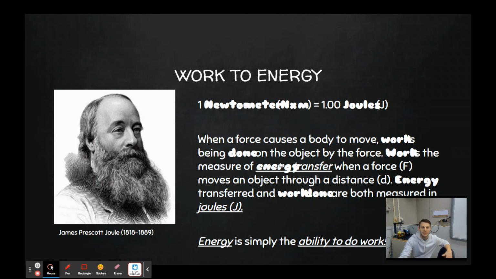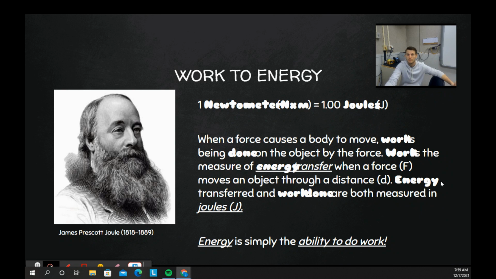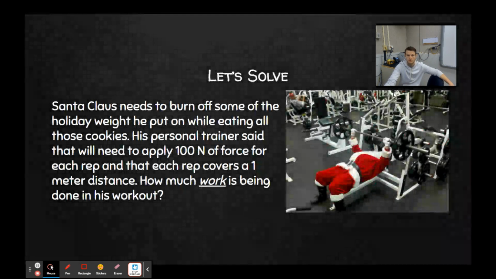So when a force causes a body to move, work is being done on the object. Work is the measure of energy transfer from object to object, and energy is transferred via work. And they're both measured in joules. So really, energy is just simply the ability or the capacity to do work. There's not much more to it.